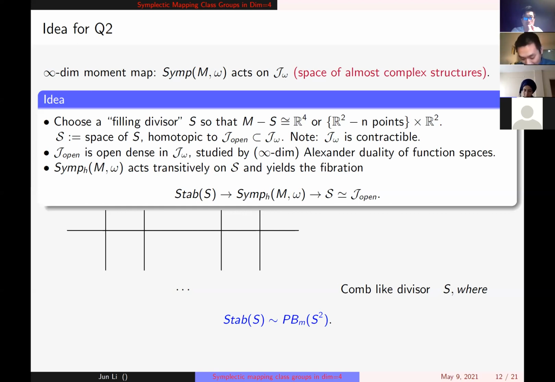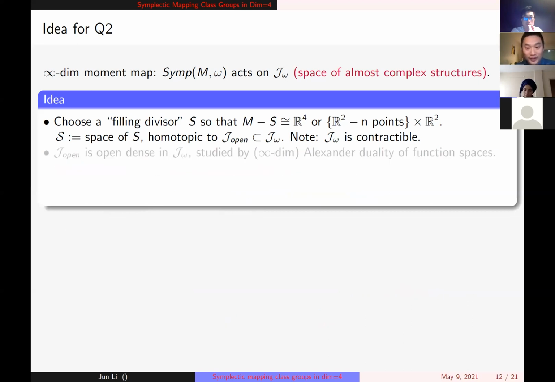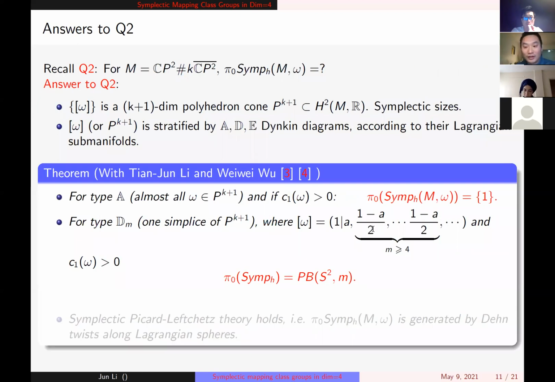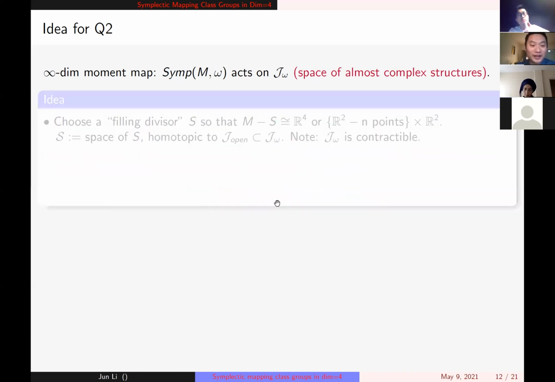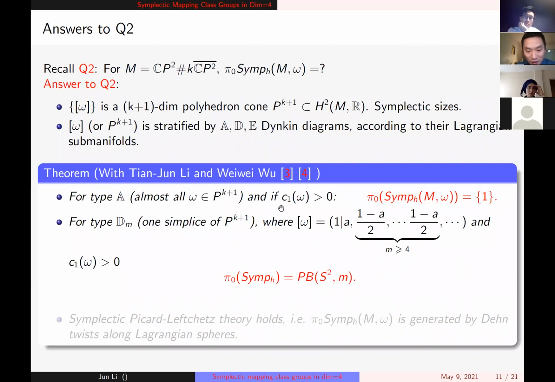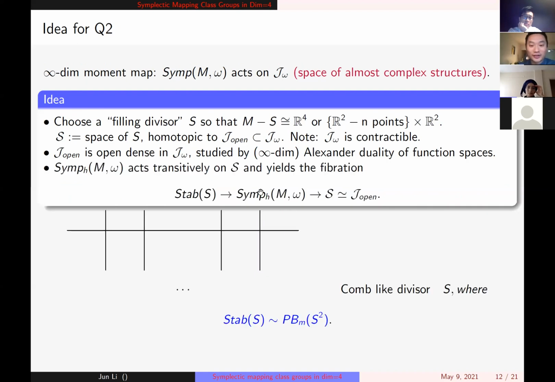Then the next is to play with the symplectic sizes. Whenever we see equal sizes like this, we are going to prove that these braid generators in the stabilizer are going to survive in the pi 0 of Symp H. Otherwise, if we have distinct sizes, like for type A, we are going to prove that the ball swapping map for different size balls is not going to survive in the pi 0 of Symp H. Okay, so that's a very sketchy idea for the second question.